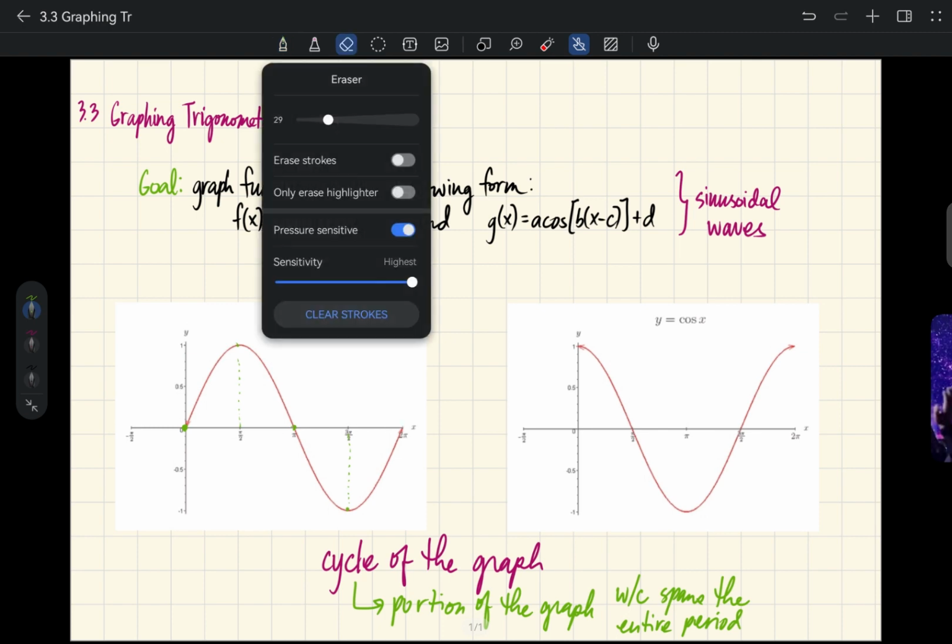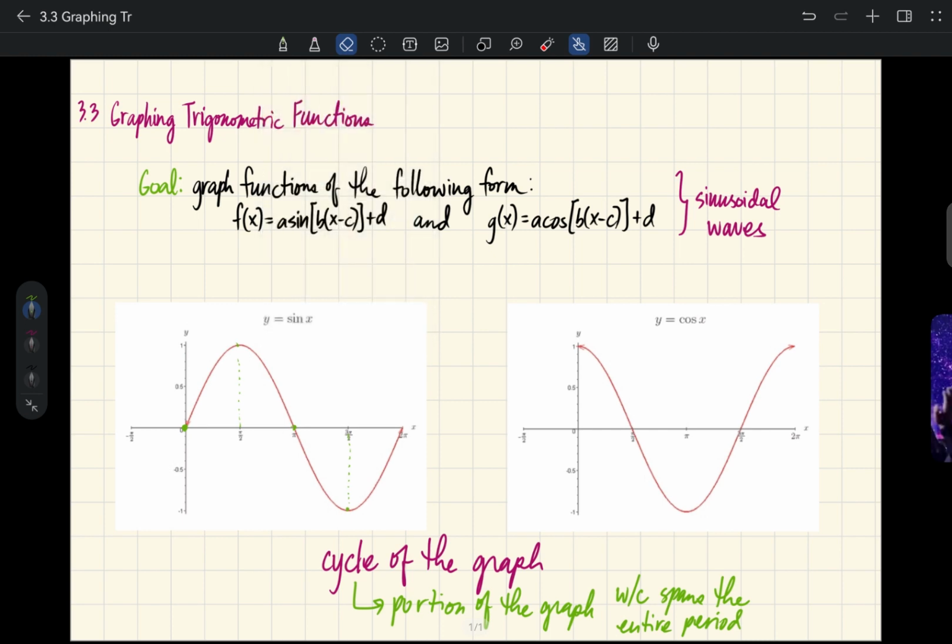Wait, I think it should be something related to the settings here. Okay, there you go.